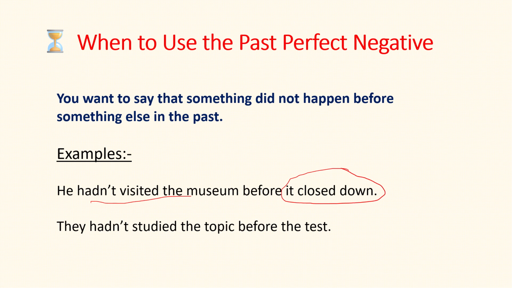They had not studied the topic before the test. Now there are also two events. We hadn't studied. The learning is incomplete before the test took place. So this is the negative form.